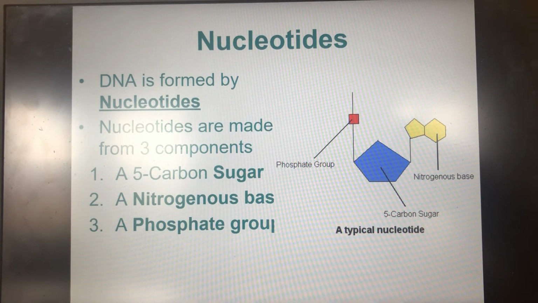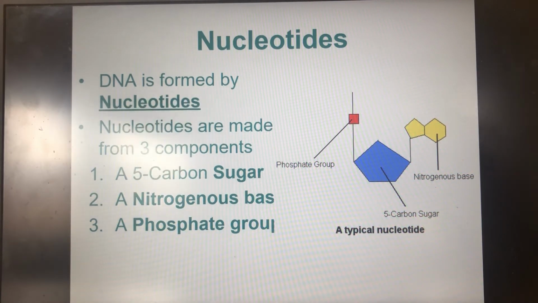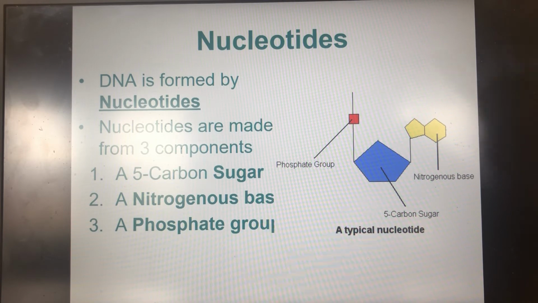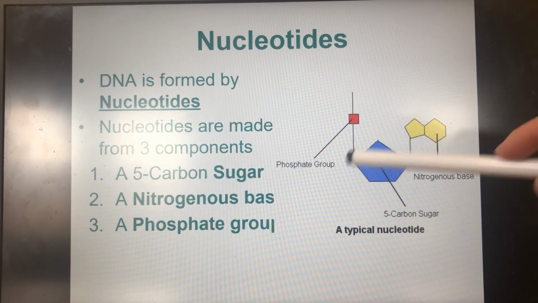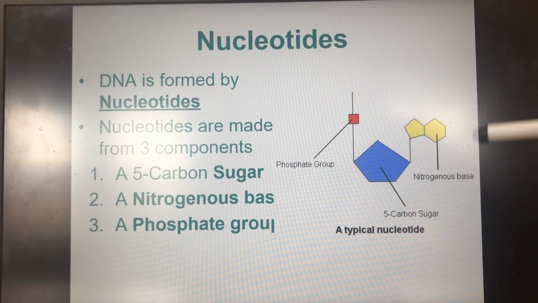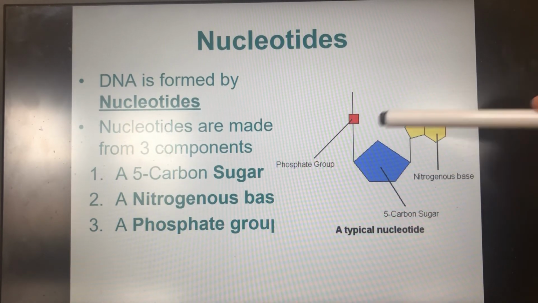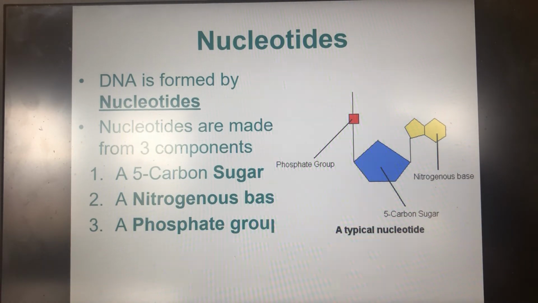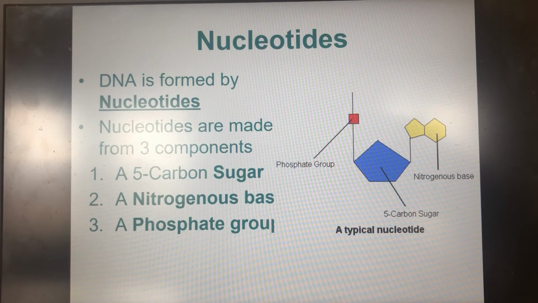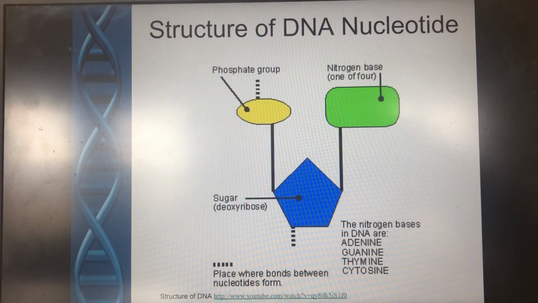So DNA is formed by these building blocks called nucleotides, and nucleotides are made up of three main components, and you need to know that. Your worksheet makes sure that you understand these three components. You have a 5-carbon sugar, a nitrogen base of some sort, and there's 4 different nitrogen bases, and a phosphate group, okay? And these are our building blocks of nucleic acids.